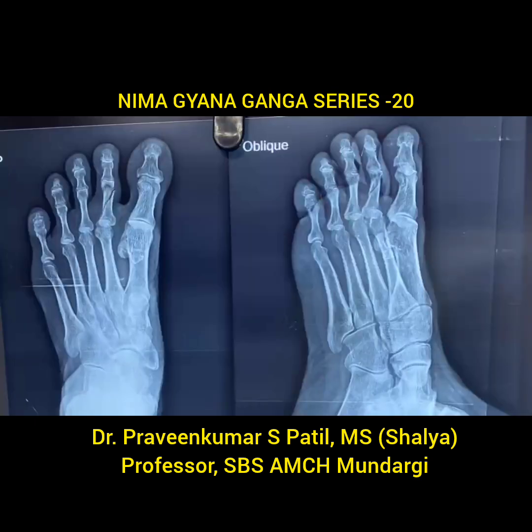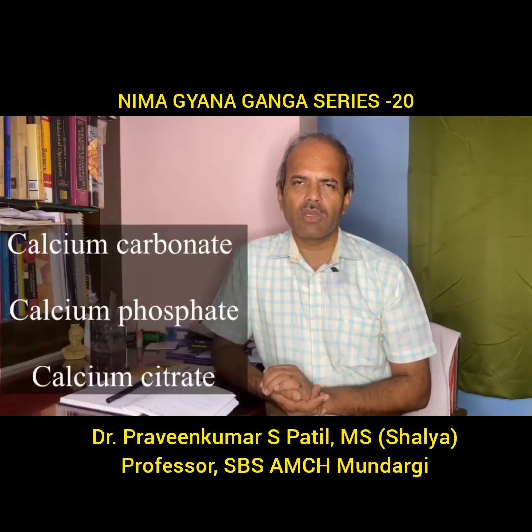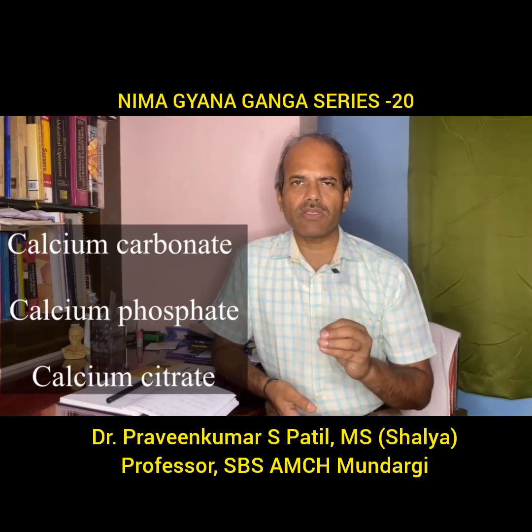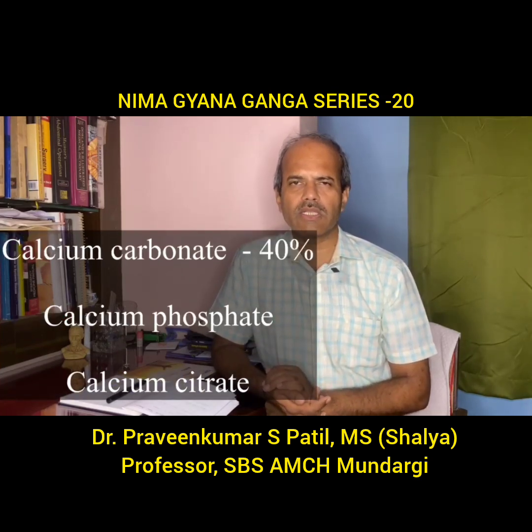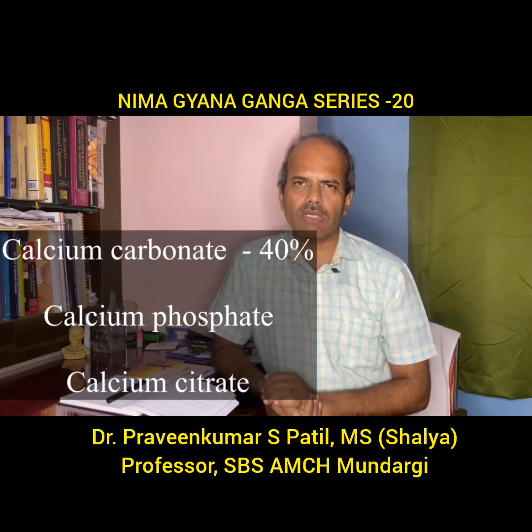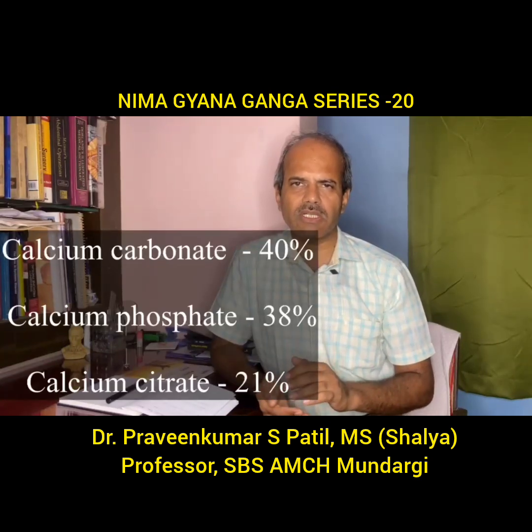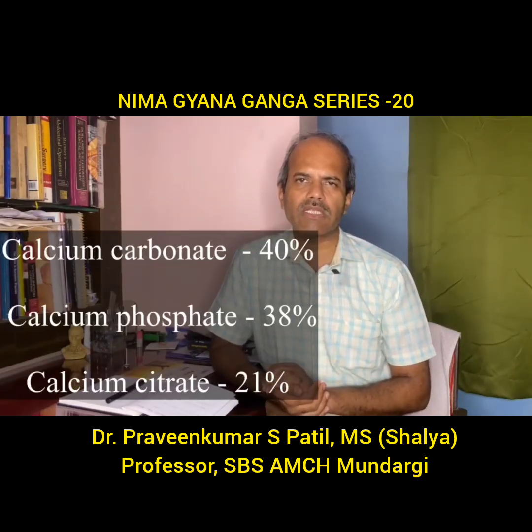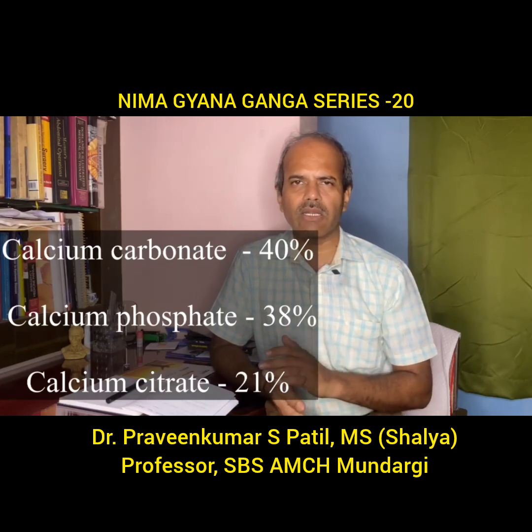The second indication of Kukkuntandak twak bhasma is as a calcium supplementation. We get different forms of calcium supplementation like calcium carbonate, calcium phosphate, calcium citrate. But bioavailability is very rich in calcium carbonate, that is 40% of the calcium carbonate is elemental calcium. If you take 100 grams of calcium carbonate, in that 40 grams of elemental calcium is available. If you take the other sources like calcium phosphate, calcium citrate, the bioavailability of the elemental calcium is lesser than the calcium carbonate, like 38 and 25 respectively.